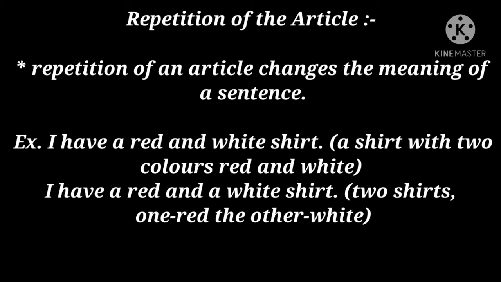So, according to this sentence, we are using the article with red also and white also. So, it means that I have two shirts. One is red and the other one is white. So, with these two examples, we can see the repetition of the article changes the meaning of a sentence.